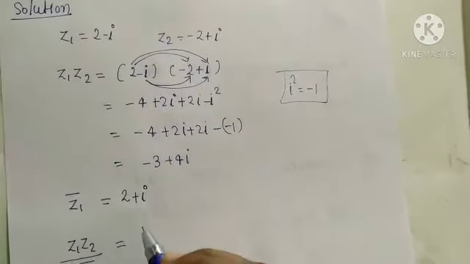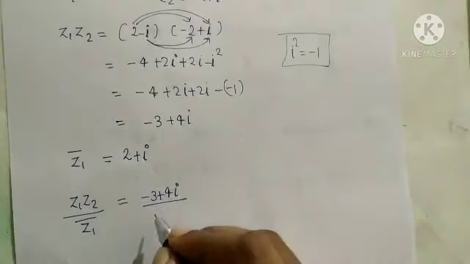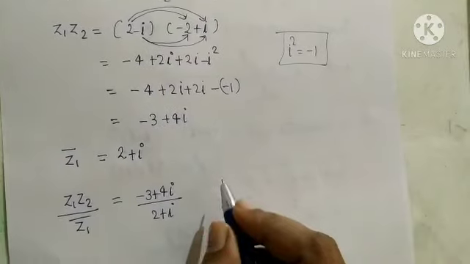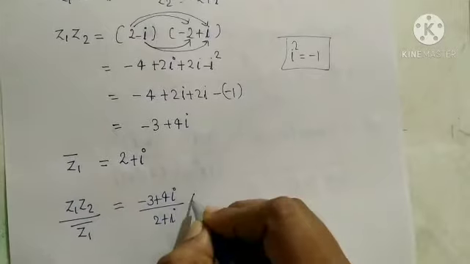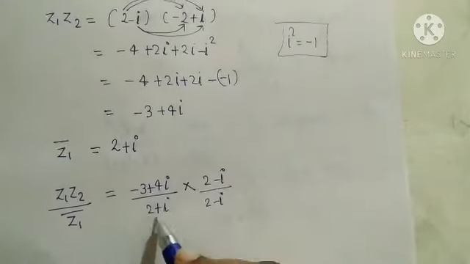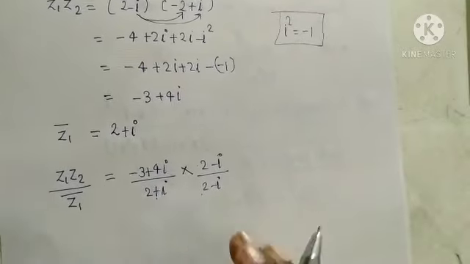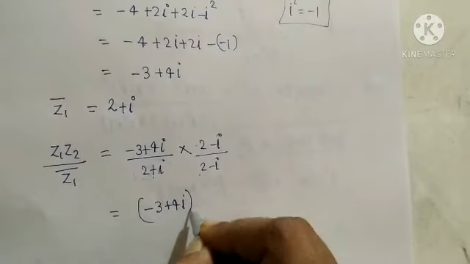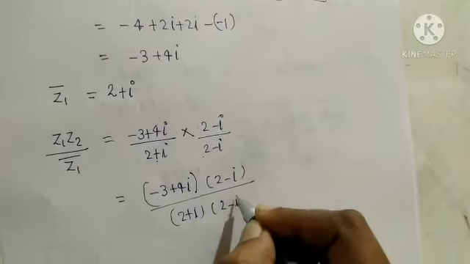Okay, so next I am going to find Z1 Z2 by Z1 bar, which is equal to, replacing Z1 Z2 by minus 3 plus 4i, divided by the Z1 bar value, 2 plus i. Okay, so taking the conjugate of the denominator and multiplying and dividing with it, it will become 2 minus i divided by 2 minus i. The conjugate of the denominator is 2 minus i, and multiplying and dividing with this, it will become minus 3 plus 4i into 2 minus i divided by 2 plus i into 2 minus i.